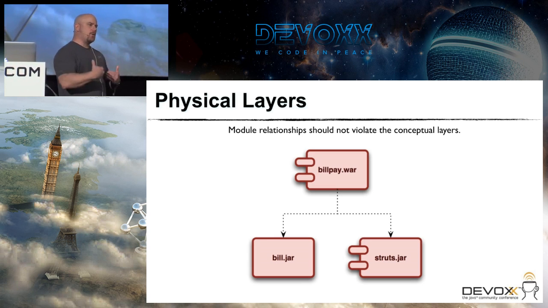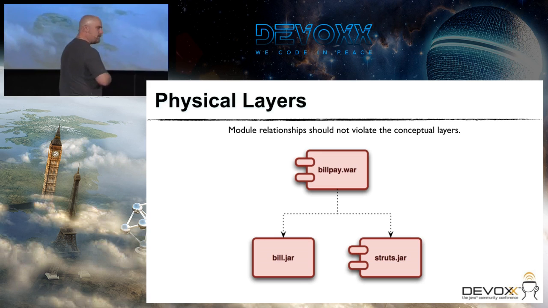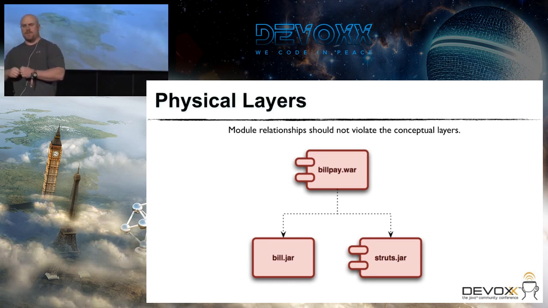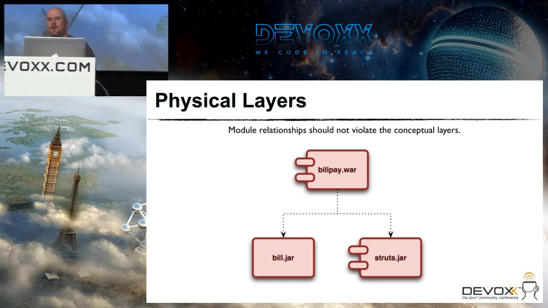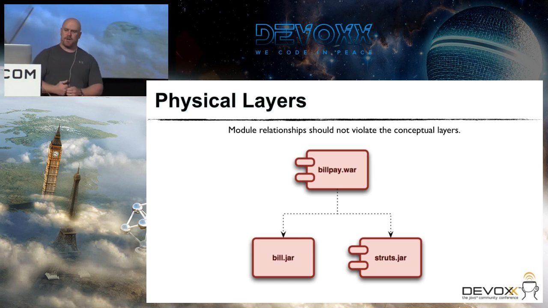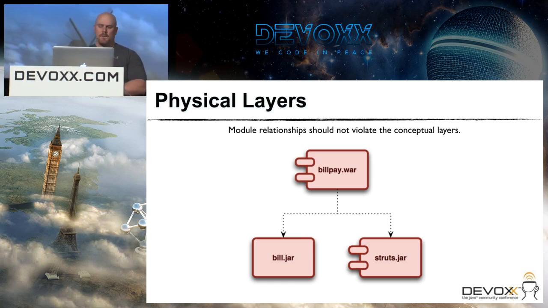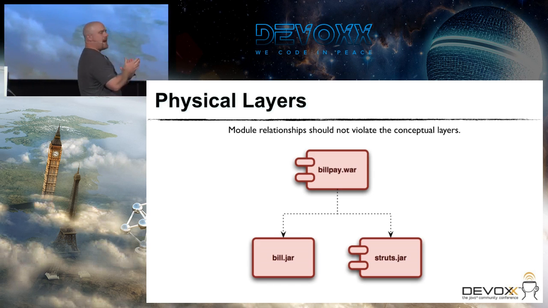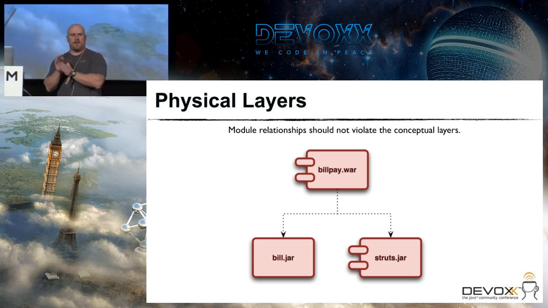But don't walk away from this and say, oh yes, I need modules, my modules can only have a couple of three classes inside of them. Don't take that back with you. Instead, focus more on how the behavior of the application drives the resulting structure. So the physical layers pattern says that the module relationship should not violate the conceptual layers.